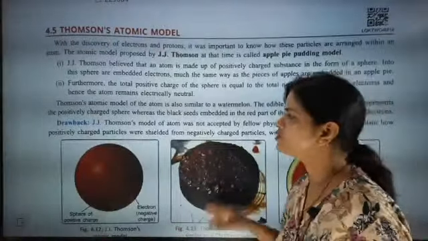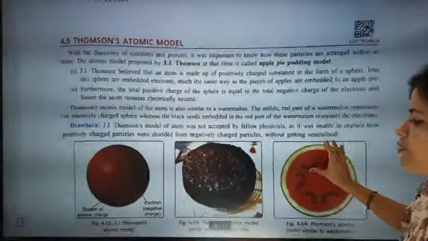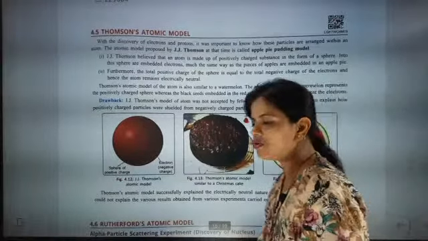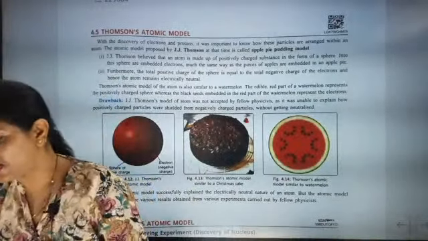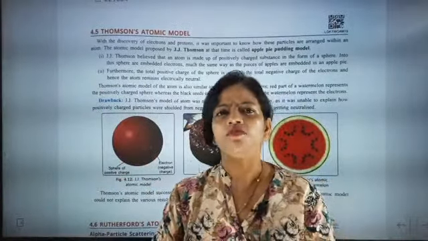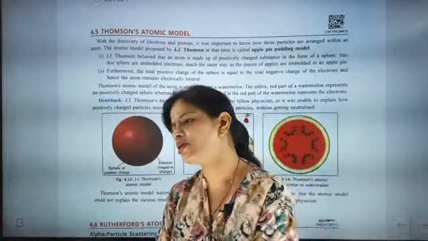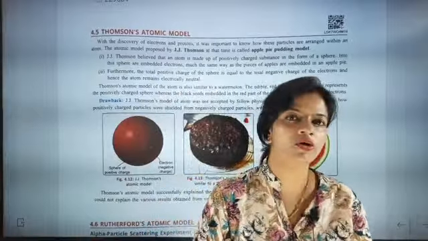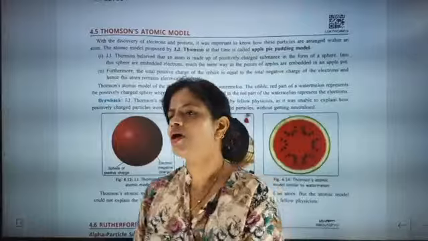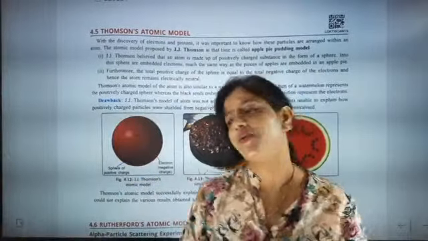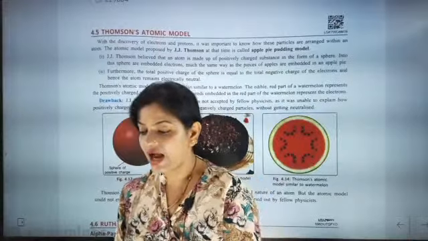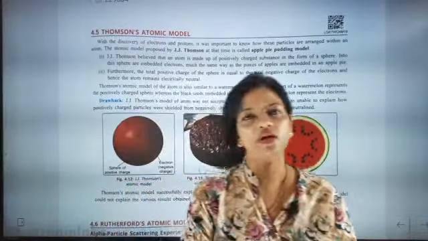So now we are going to talk about Thomson's atomic model. Now we have to understand that everything is going on: discovery of mass, charge, everything. We were talking about electron, proton, neutron. In between, J.J. Thomson proposed another point. Because positive charge is present and negative charge is present, an atom is electrically neutral.